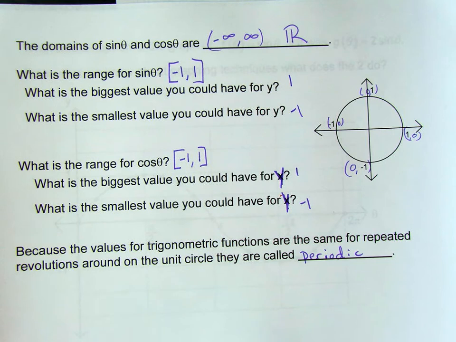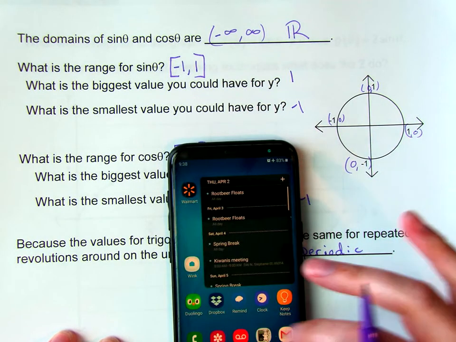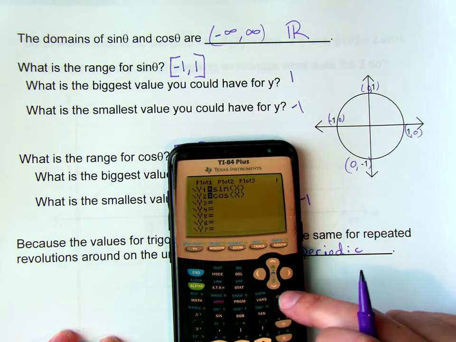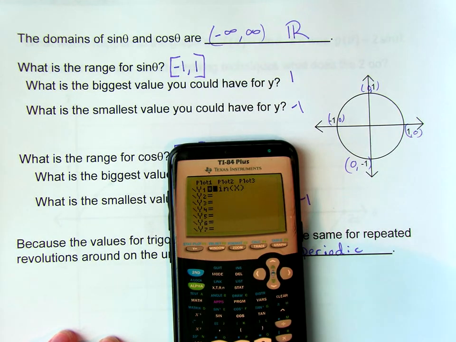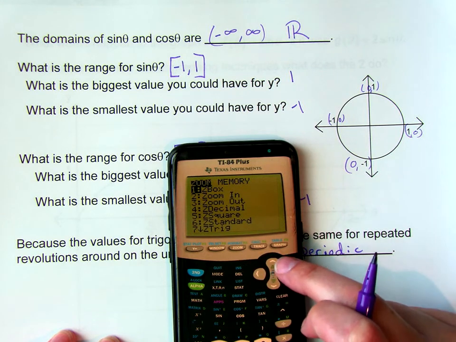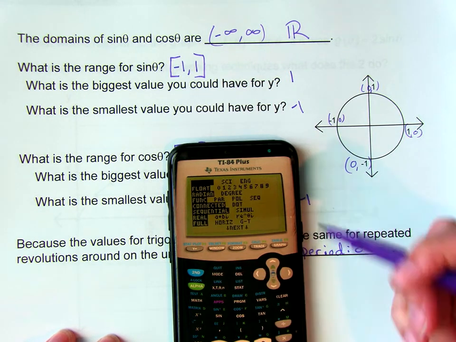If we were to graph this further, let me go ahead and do this on the calculator. So if I get y equals, I'm just going to do sine. I want to go to zoom, and I want to go to trig, because we're doing trig. The next important thing is to make sure that you're in radians, which I was.